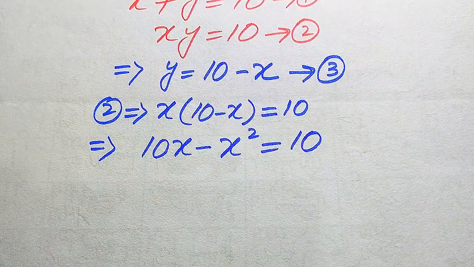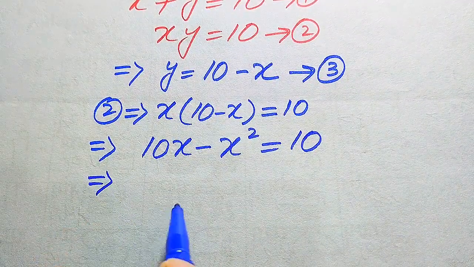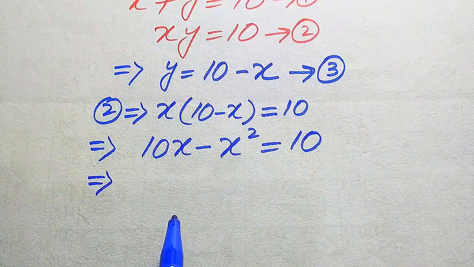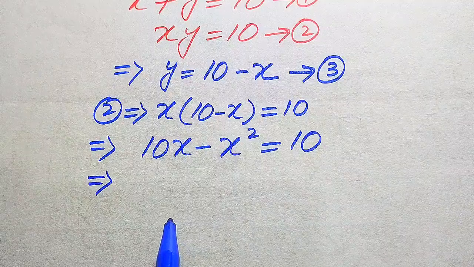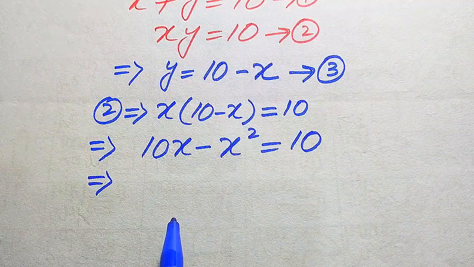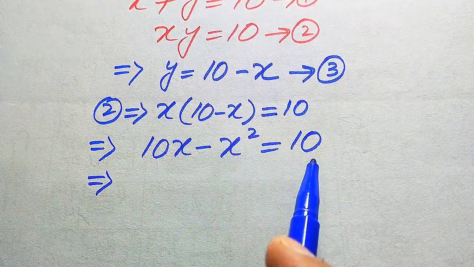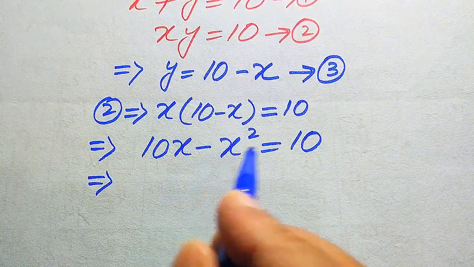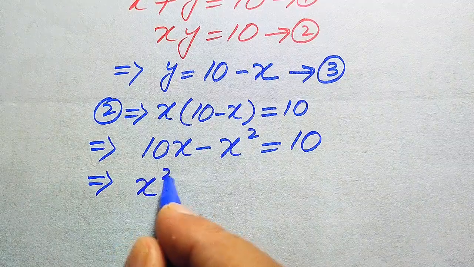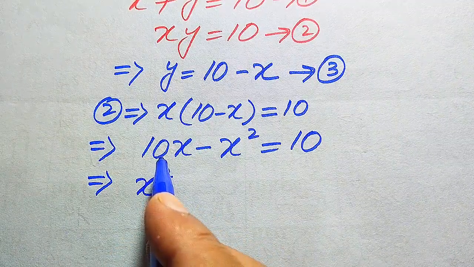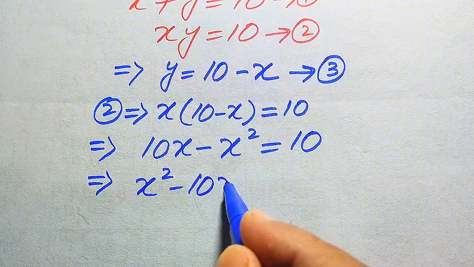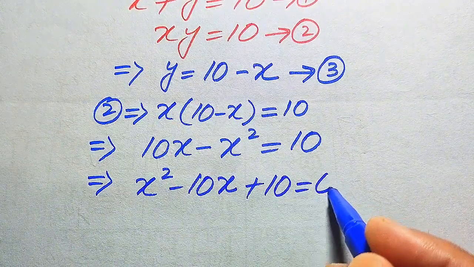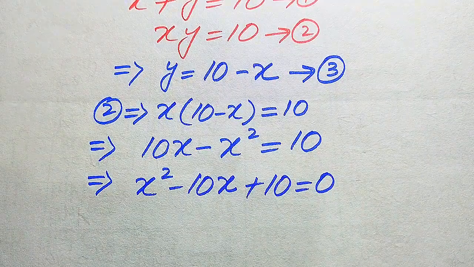And further in the next step we need more simplifications because you see this is a quadratic equation in x variable, but it is not in the standard form. So first we write this equation into the standard form. That's why we move these two terms from the left hand side to the right hand side, and it becomes: this is minus x square, when we move it into the right hand side it becomes plus x square. This is plus 10x, when we move it into the right hand side it becomes minus 10x, and this is plus 10, and this whole equation equals 0.